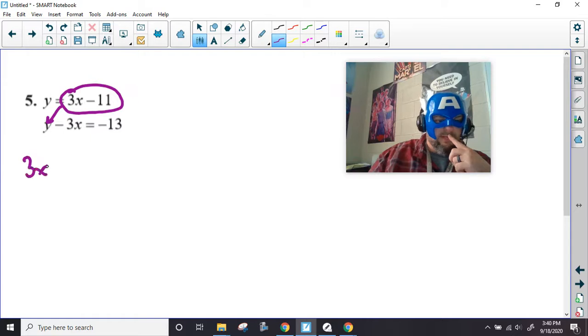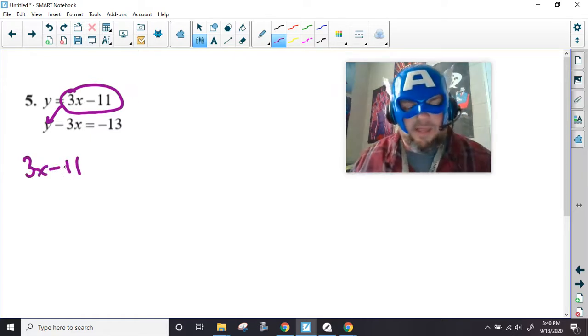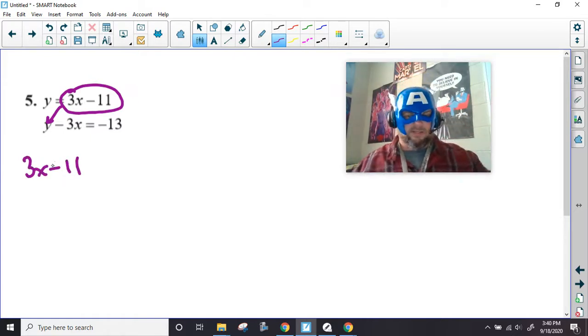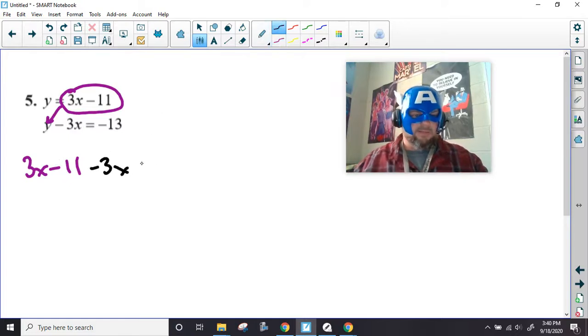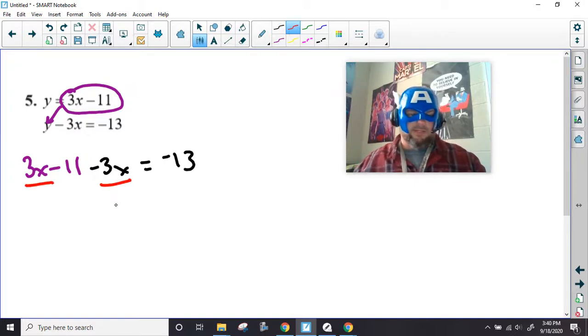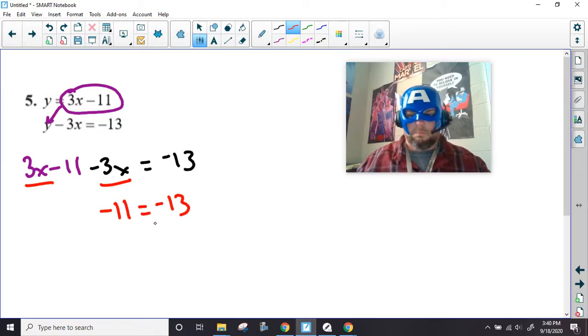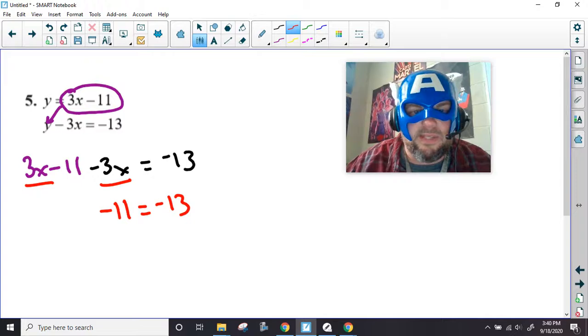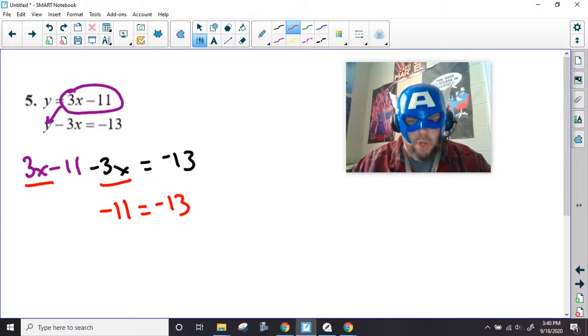So we're going to have 3x minus 11. I did not do parentheses because there's not a coefficient right there. And minus 3x equals negative 13. So when we combine like terms, those 3x's go away. I'm left with negative 11 equals negative 13. Do those equal the same thing? No. This is a false statement.